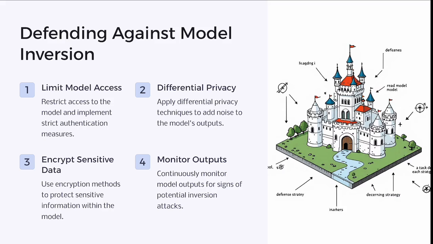Even if attackers invert the model, robust encryption at the data level can reduce the risk of gleaning real user details. Step 4, monitor model outputs. Keep logs of unusual request patterns, like repeated attempts to force the model to reveal training data. Combining these measures helps preserve privacy and deter model inversion attacks.